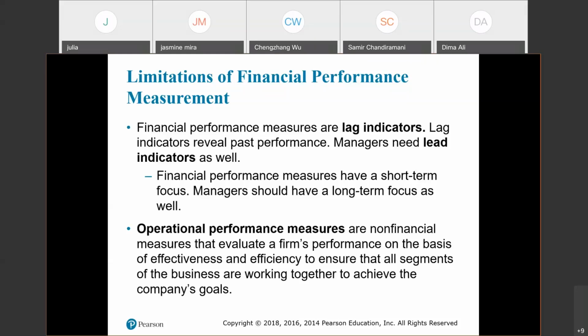Another limitation of financial performance measures is that they tend to focus on the company's short-term achievements rather than long-term performance, because financial statements are prepared on a monthly, quarterly, or annual basis. To remain competitive, top management needs clear goal signals that assess and predict the company's performance over long periods of time.